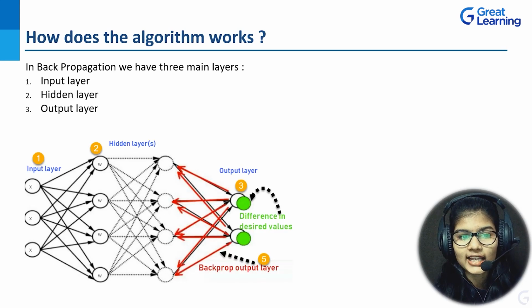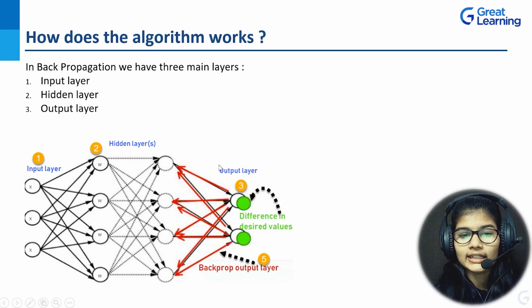So how does this work? The input layer receives the X. After that, the input X which has been received is modeled using the weights, that is the W. Then your hidden layers actually work and give the output, and that is shared into the output layer.